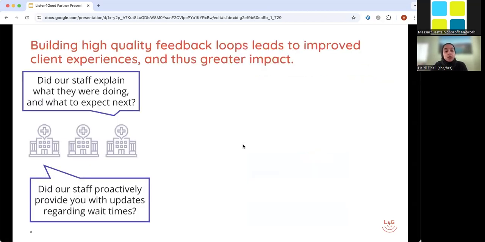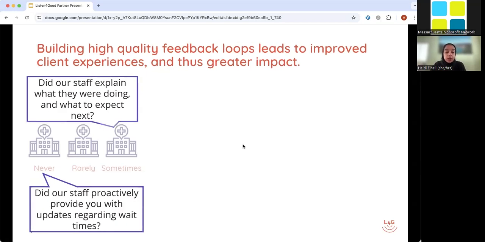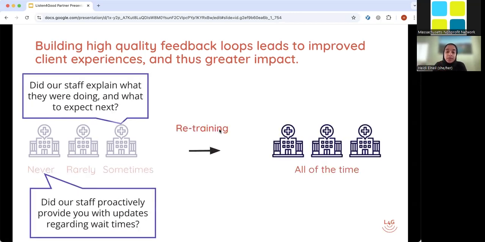So what they did was they asked questions like, did our staff explain what they were doing and what to expect next? Were you proactively provided updates on your wait time? Did you feel like you were treated with respect when you were in the clinic? What they heard was that some of their clients were rarely, never, or only sometimes experiencing those things. And what they were able to do with that data is to really disaggregate it by location and by experience, right? Or by skill, because it wasn't all locations and it wasn't all skills that they weren't seeing.